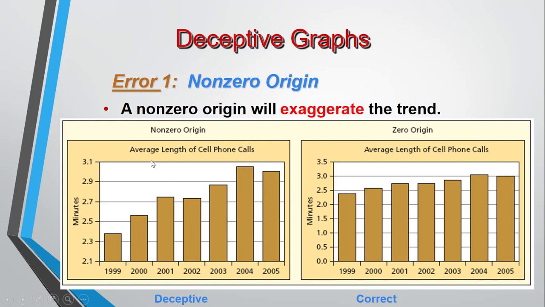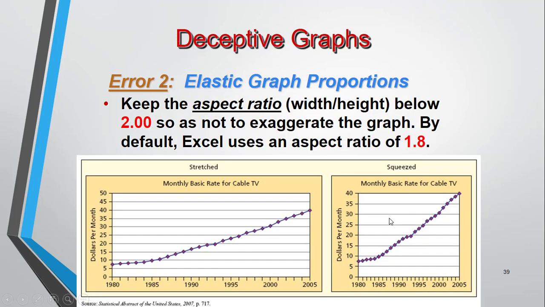For example, with the average length of cell phone calls, if you do not use a zero origin, this is what the chart looks like. It looks like there's a huge variation here. But if you use zero as the origin, then this is what the chart looks like. Even though there is variation in the length of cell phone calls, the difference is really not that much. So that's the first error.